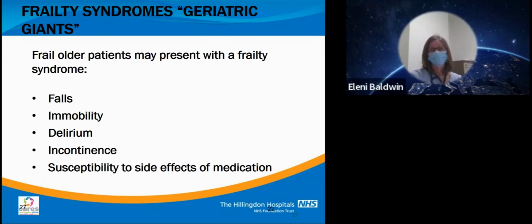So our frailty service was set up for anybody over the age of 65 coming into hospital to be screened for a frailty syndrome, and then for a decision about whether that made them frail. Just because you have a fall, you've still got a working age person at 65 that maybe fell on the ski slopes and broke their leg, that doesn't make them frail. But the presence of a frailty syndrome means that you need to have a look to see if that does mean that they are frail. So it's falls, immobility, delirium, incontinence, and susceptibility to side effects of medication.